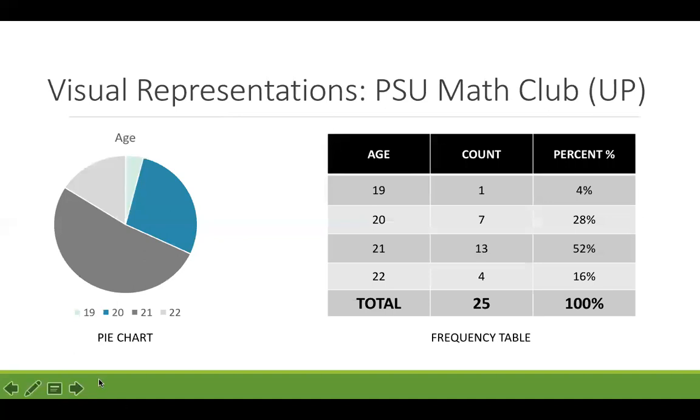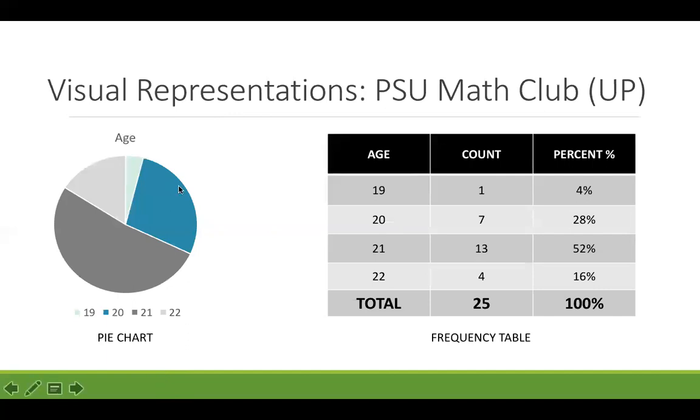So here are some visual representations that come up during this lesson. You can use these to visualize data: a pie chart on the left and a frequency table on the right. They each are representing the same data of Penn State Math Club, for example, the ages of each member of the group. The pie chart is more of an illustration. You can clearly see the biggest slice of the pie chart obviously has the highest number in the Penn State Math Club.